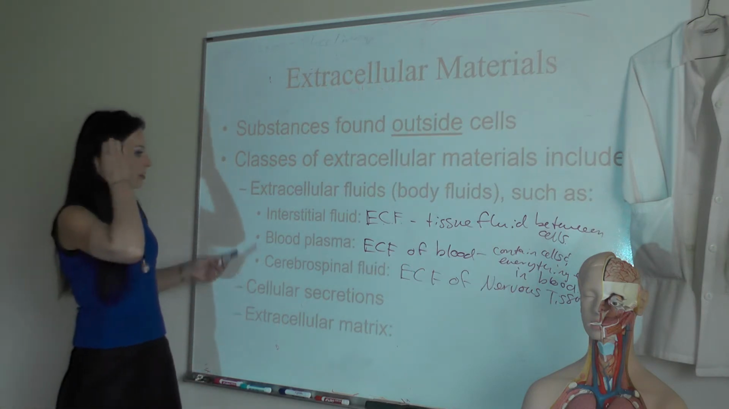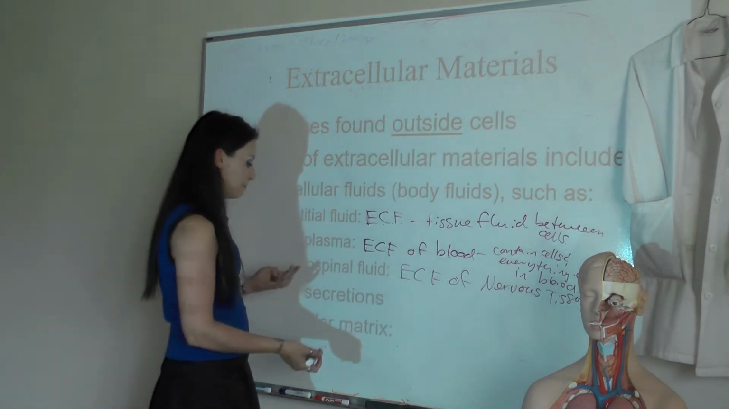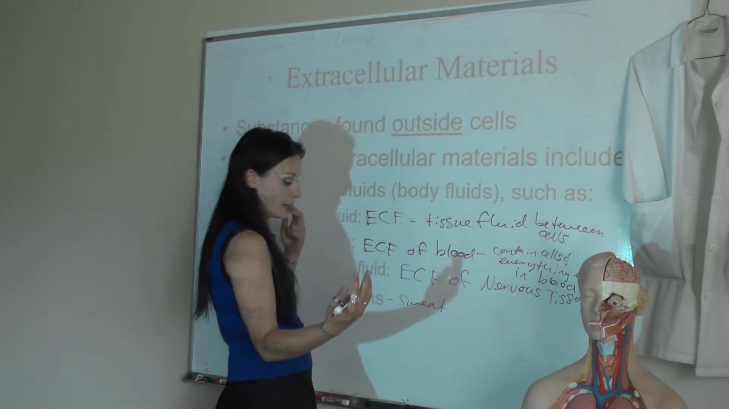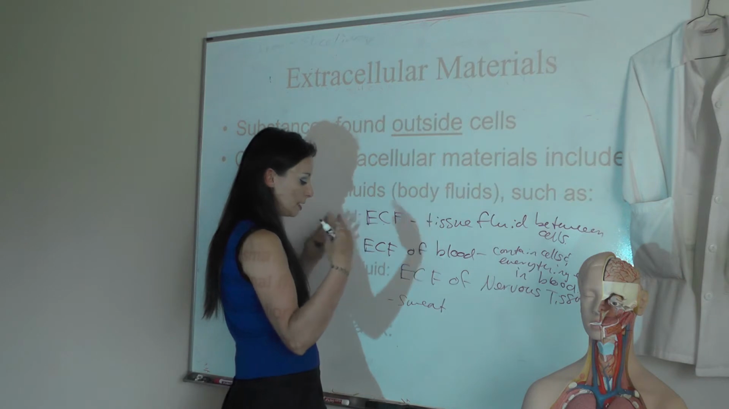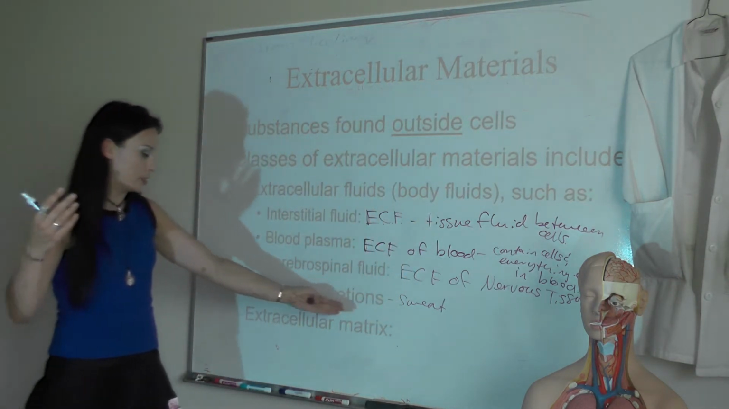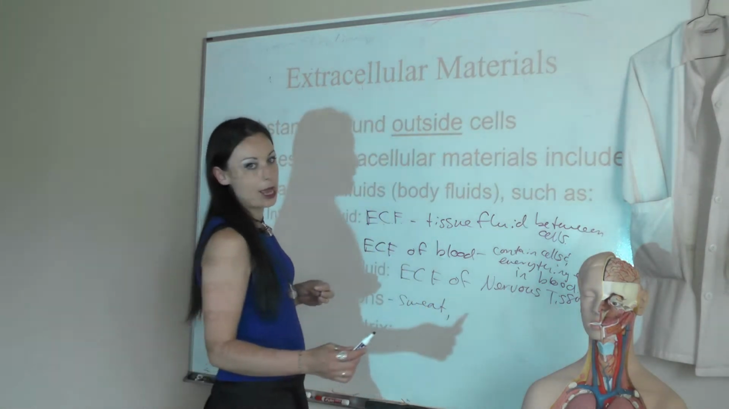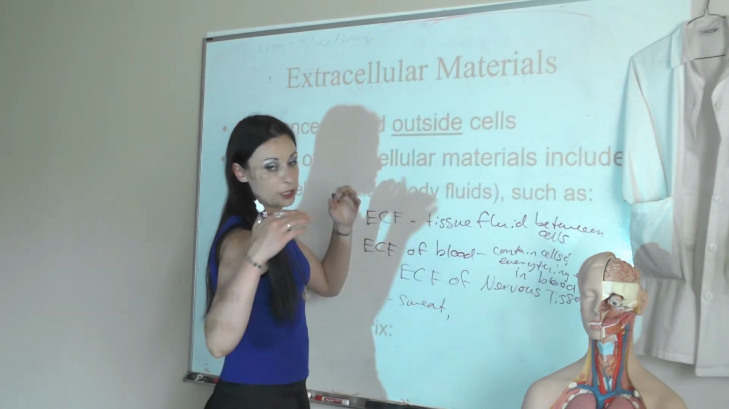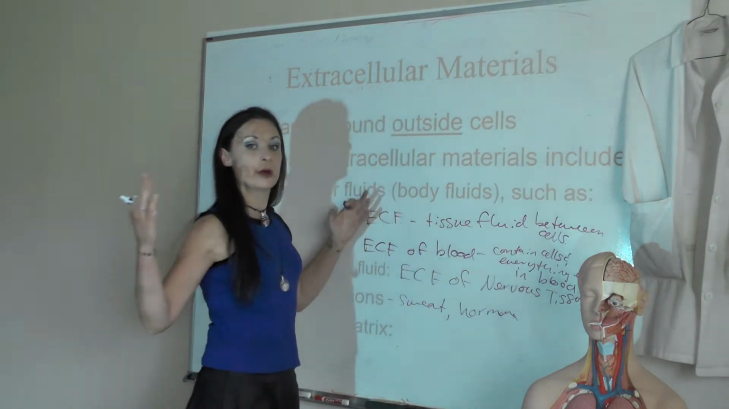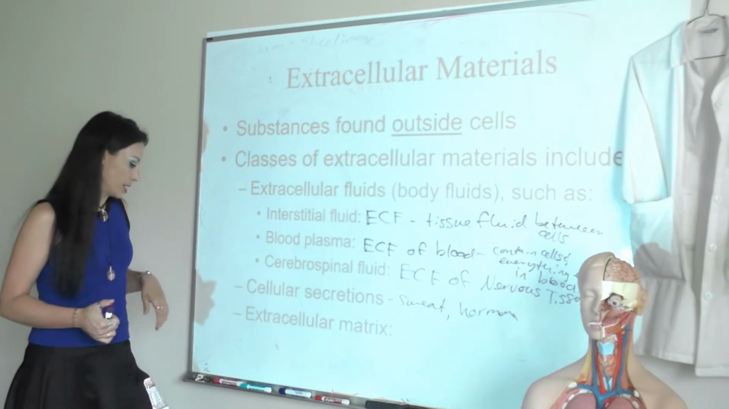Cellular secretions are also extracellular fluid, so this could be things like sweat. So if you're a secreting cell in an exocrine gland and you produce sweat, that's going to be released outside you and be secreted into a duct that empties onto your surface. If you are an endocrine cell that is producing a hormone, you will produce that hormone and secrete it outside of you and then into the blood. We'll talk more about these at the end of, not this chapter, next chapter.